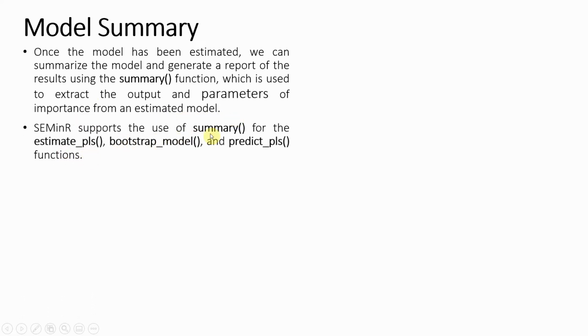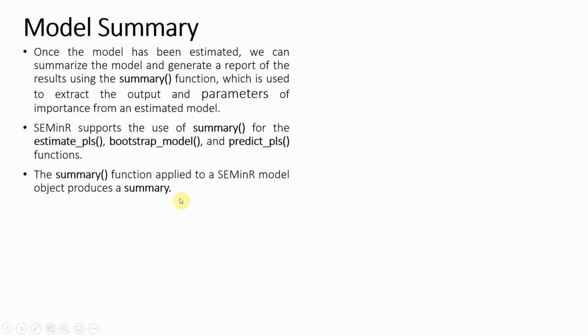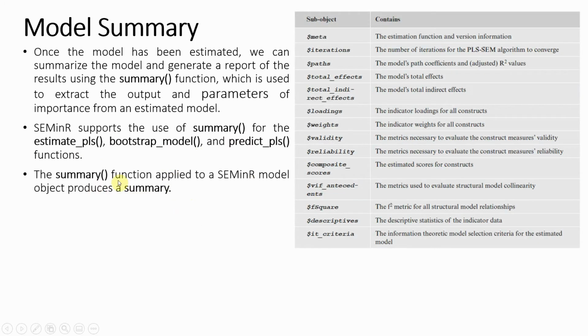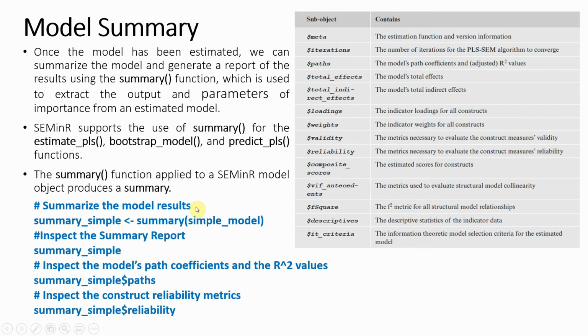Now SEMinR supports the use of summary for the estimated PLS, bootstrapped PLS and predicted PLS. For now, we are just interested in generating the summary for our estimated model. We are going to look into these in greater detail later. So how do we apply this function? The summary function applied to a SEMinR model object produces a summary. This summary can give us sub-objects as well. We can have the meta, that is the estimation function and version information, the number of iterations, the path details, total effects, and all these details.